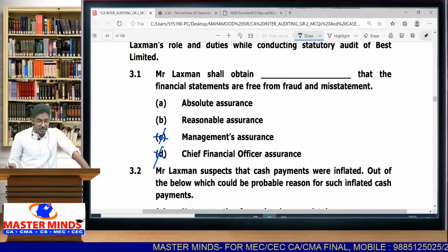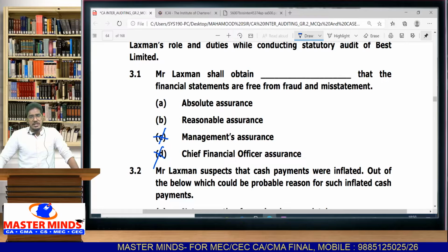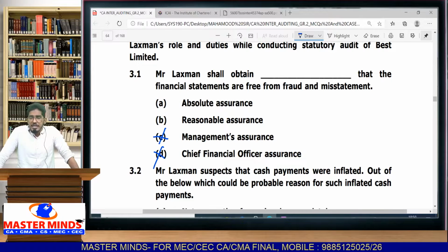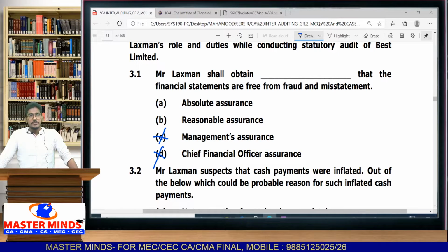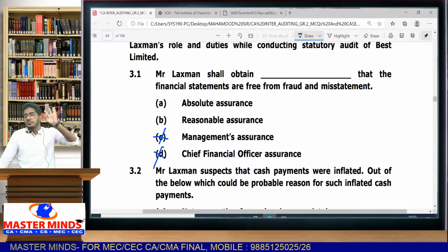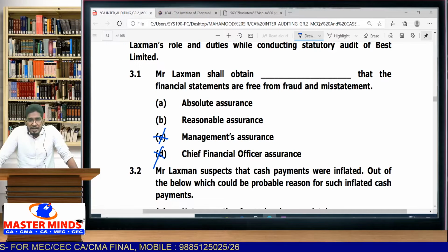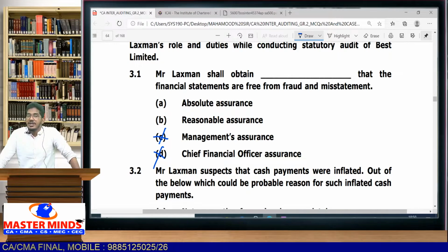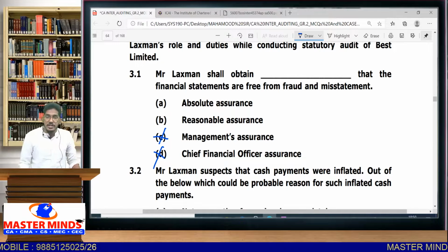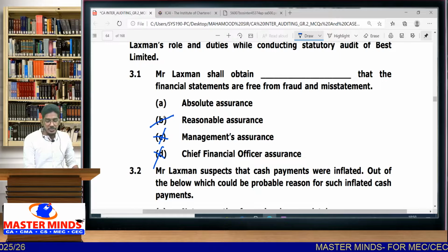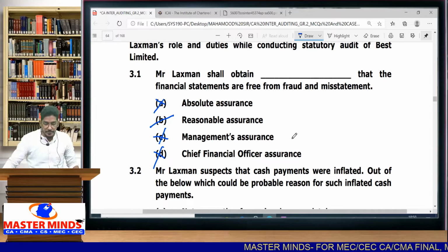So remove those. Next, we know about absolute assurance and reasonable assurance. What assurance can we expect the auditor to obtain? You only tell me. This we have seen even in the nature, objective and scope of audit chapter. We can expect the auditor to obtain only reasonable assurance but not absolute assurance. Yes or no? So what assurance can the auditor obtain? Mr. Lakshman as an auditor, what assurance can he obtain? He can obtain only reasonable assurance but not absolute assurance. So for 3.1, the correct answer is B.